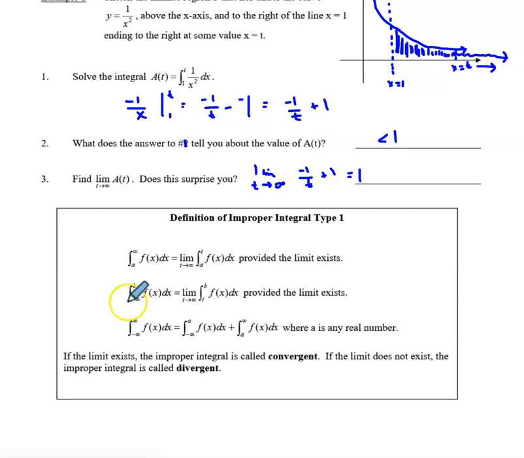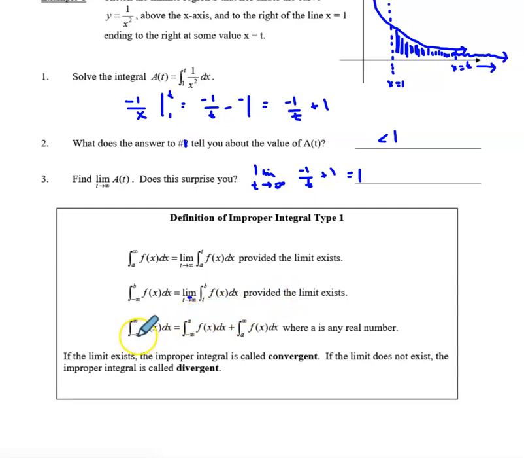Now, if I have the lower limit of integration equal to negative infinity, what I'm going to do is plug in a t for my lower limit of integration and then take the limit as t goes to negative infinity. The improper integral equals this limit, provided the limit exists.